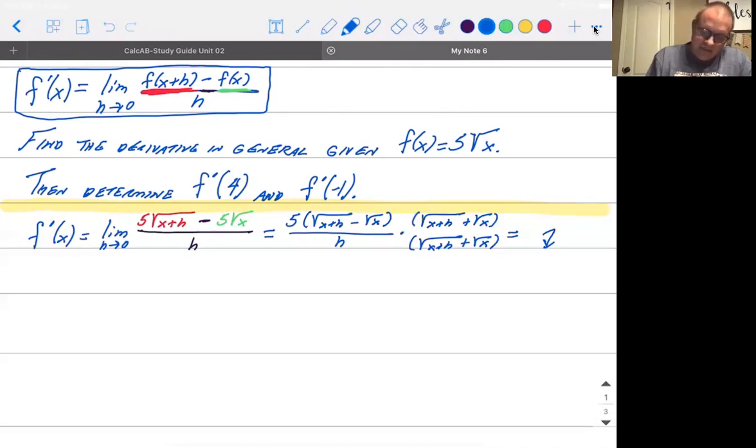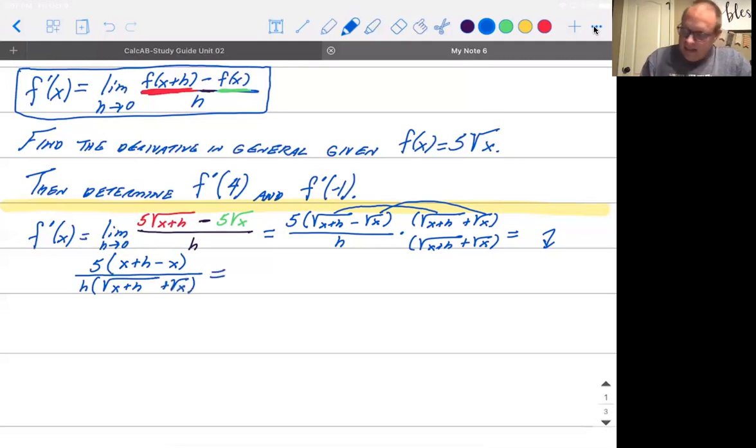So I'm going to keep my 5. And the square root of x plus h minus the square root of x times its conjugate then, and this will have to be in parentheses, that would be x plus h, because if I distribute these roots here, that'll give me just x plus h, and then the square root of x times itself is also x, so that's going to be a minus x. That is all over h times the square root of x plus h plus the square root of x.